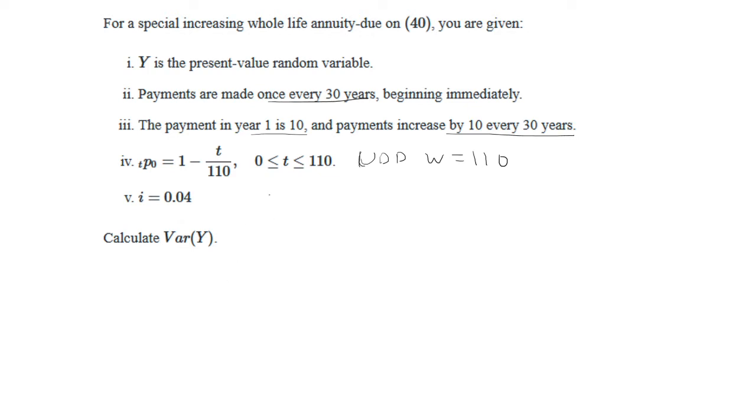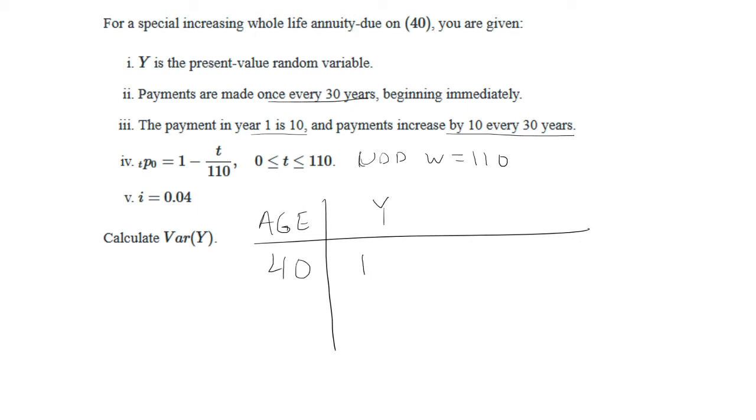Okay, so let's draw this out. We're going to start with age. They receive a payment. The first payment is in year 1 immediately, so that's at age 40. And we don't have to discount it because it's paid immediately. But we want to look at the probability.